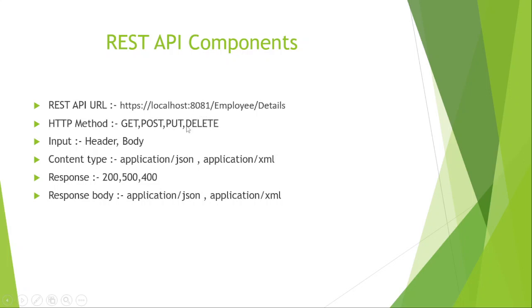The input can be what we receive as a request from the API. That can be either a header or a whole payload, that is the body. Content type can be JSON or XML, and in the response we can get 200, 400 and 500 as response codes. Again, the response can be JSON or XML. We are going to see all these things in detail.